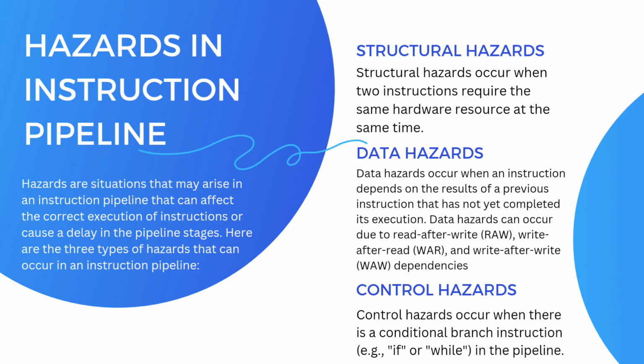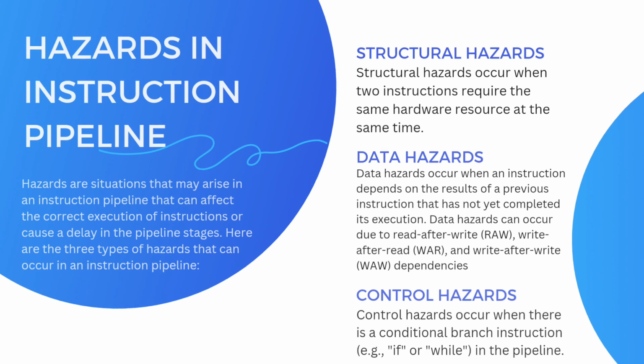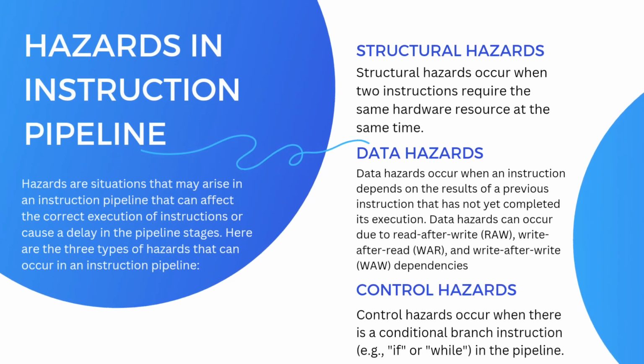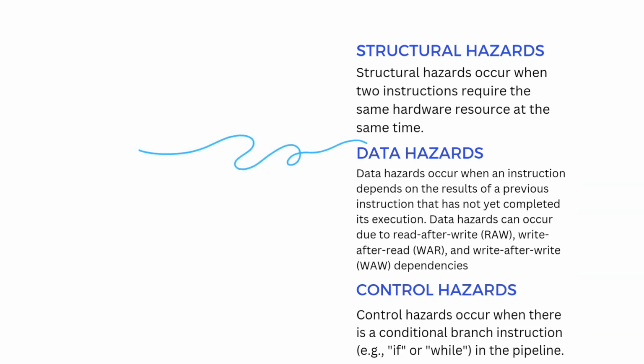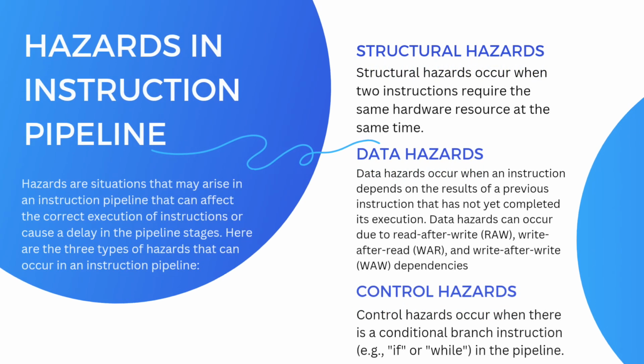Data hazards. Data hazards occur when there is an instruction dependence on a previous instruction that has not yet completed its execution. Data hazards can occur due to read after write, write after read, and write after write dependencies. Control hazards. Control hazards occur when there is a conditional branch instruction in the pipeline. The pipeline must decide whether to take the branch or not before it has fully decoded the branch instruction. This can result in a delay as the pipeline waits for the branch instruction to be resolved. Additionally, if the pipeline takes a wrong branch, the pipeline will need to be flushed and the instructions that have been fetched but not executed will need to be discarded.